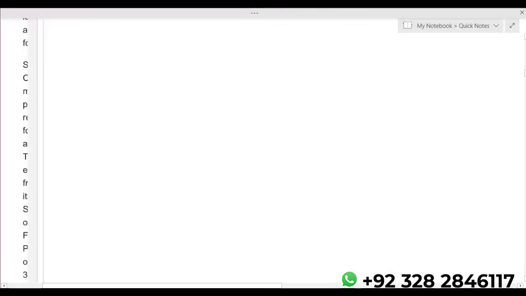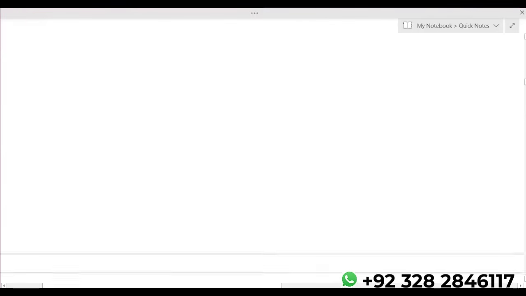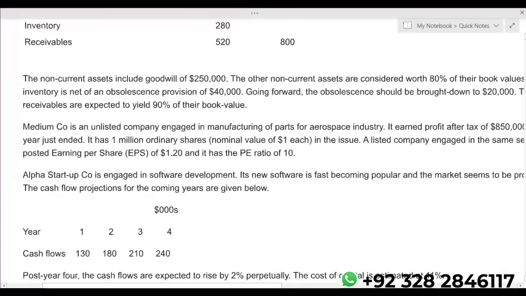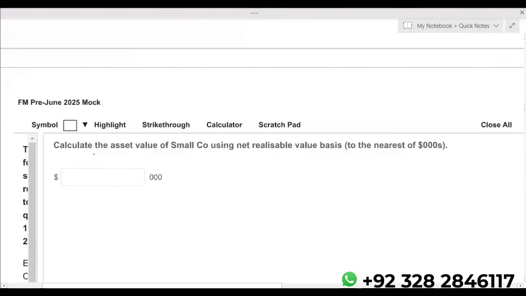Let's go ahead. Second question. That's easy, I would say. Question number two: what is the asset value of a small company using net realizable values, to the nearest thousand? Now, this is very important.